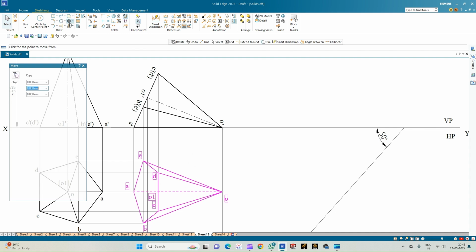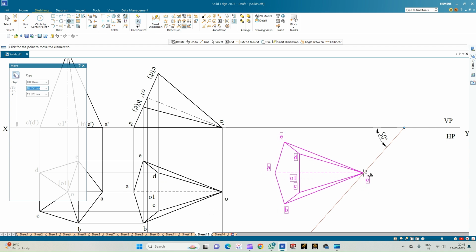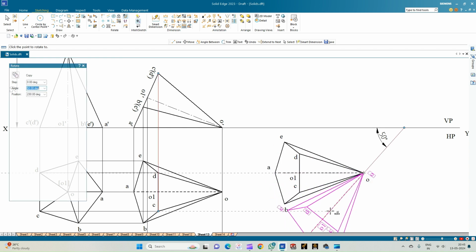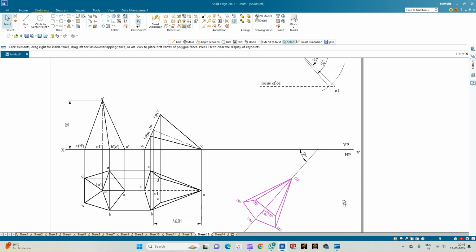So now let us select the move option, ensure the copy is on. So now let me select the point O as the reference point and place it on the 50-degree line. Select the rotate option, ensure the copy is off, from O to O1, rotate this until it is inclined on this 50-degree line. So this completes the second or the third position.